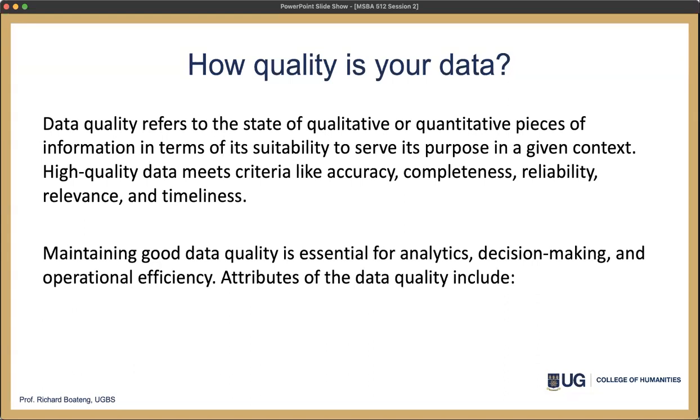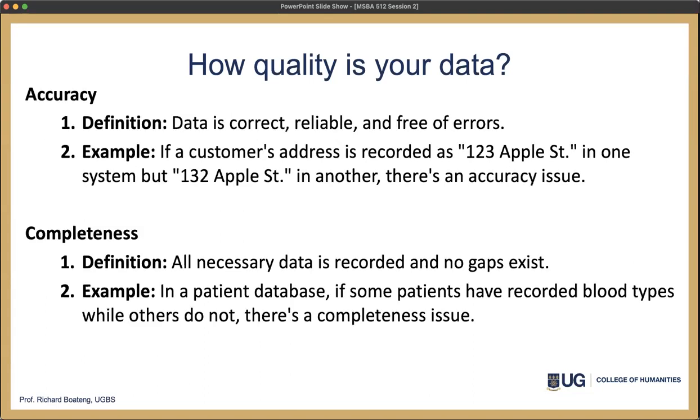So let's look at some of the attributes of quality data. Accuracy. Data is accurate when it is correct and reliable and free of errors. If a customer address is recorded as 123 Apple Street in one system, but 132 Apple Street in another, there's an accuracy issue. So I think you understand that. But let me just point out something.